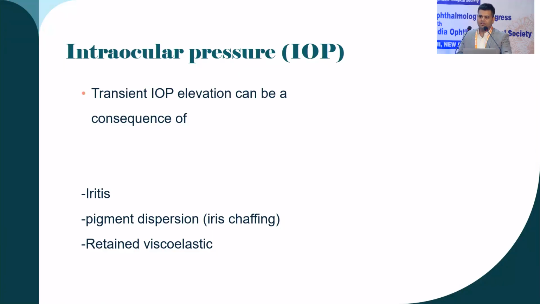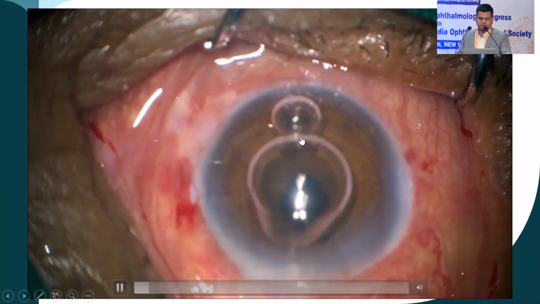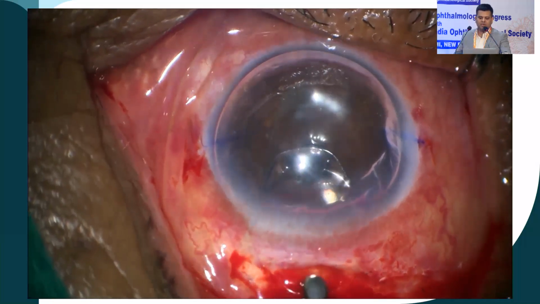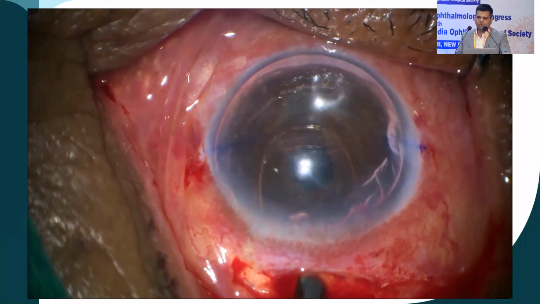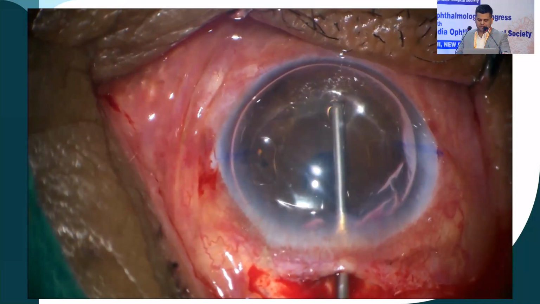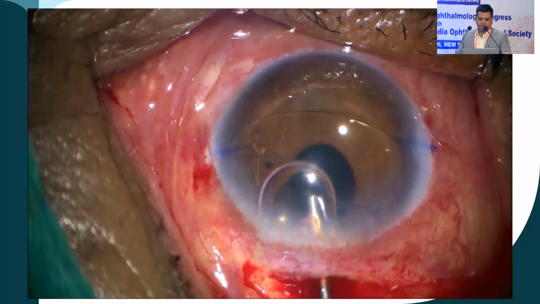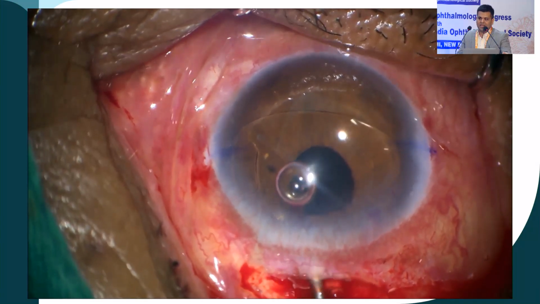Now another complication we can expect is transient IOP elevation, which can be a consequence of iritis, pigment dispersion, and retained viscoelastic. This is another short video, implanting the IOL in the presence of air so that we can prevent posterior migration of viscoelastic into the vitreous, gradually removing the air with viscoelastic. So postoperative inflammation will be less.